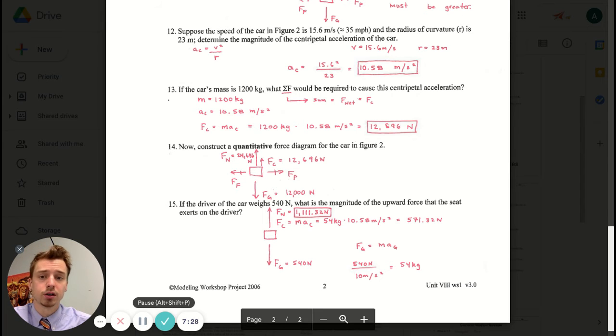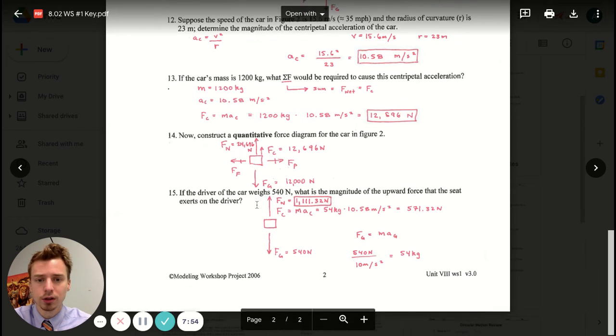Now, if the car's mass is still 1,200, what is the sum of the forces, or the net force, or really the centripetal force? So in this case, again, I'm using force centripetal equals mass times acceleration centripetal, so 1,200 times 10.58. You should get 12,696 newtons, or roughly around there.